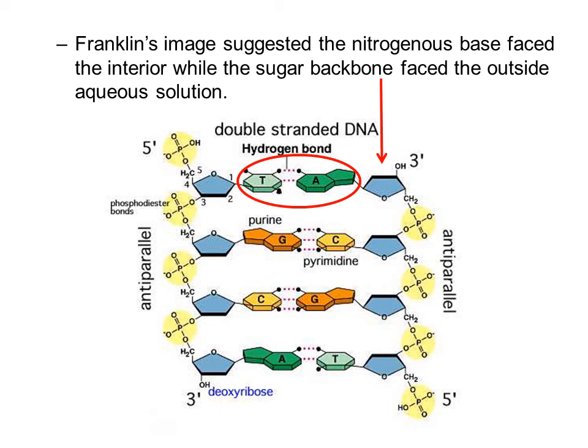Franklin's image suggested the nitrogenous bases faced the interior, while the sugar backbone faced the outside aqueous solution. So in this image, we have double-stranded DNA moving in opposite directions. I circled the nitrogenous base portion. The nitrogen-containing bases are facing the inside, and the sugar, where the red arrow is, is facing the outside. So Rosalind Franklin's image suggested this.